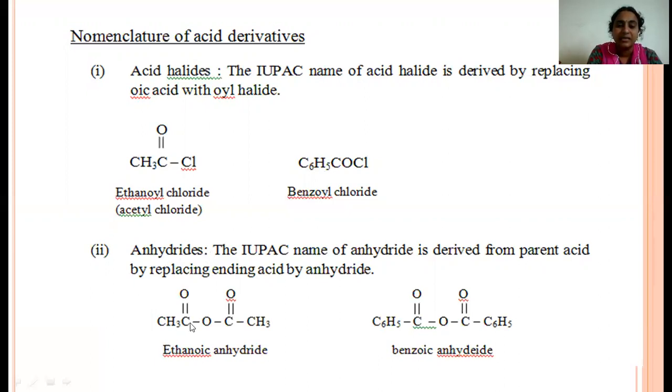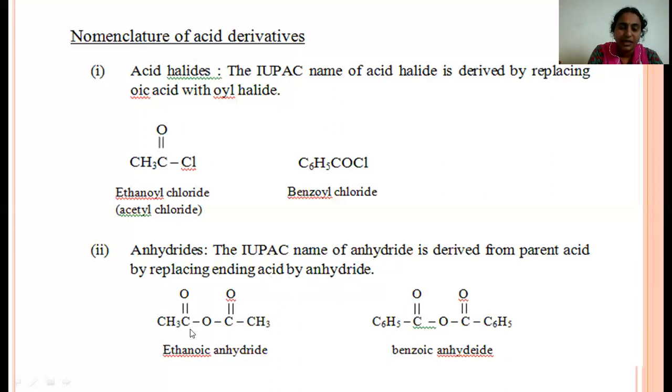So anhydrides are also derivatives of the acids. In the acid CH3C=OOH, if that OH group is replaced by another C=O CH3 group, then those compounds are called anhydrides. Whenever we are writing the IUPAC nomenclature of the anhydride, we have to take the parent acid name and replace the ending "acid" with "anhydride".